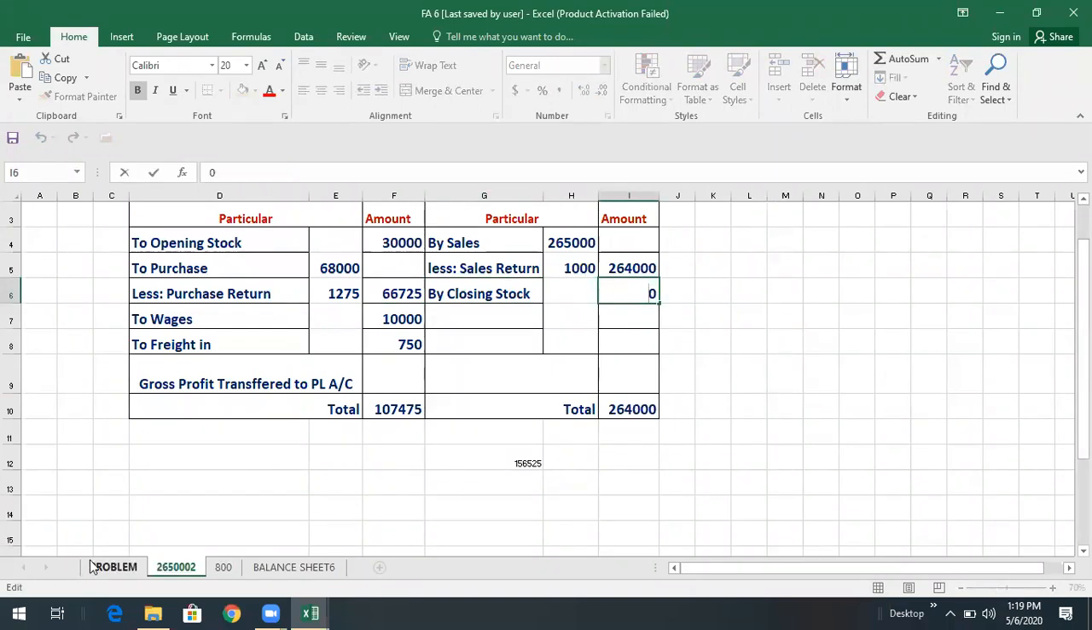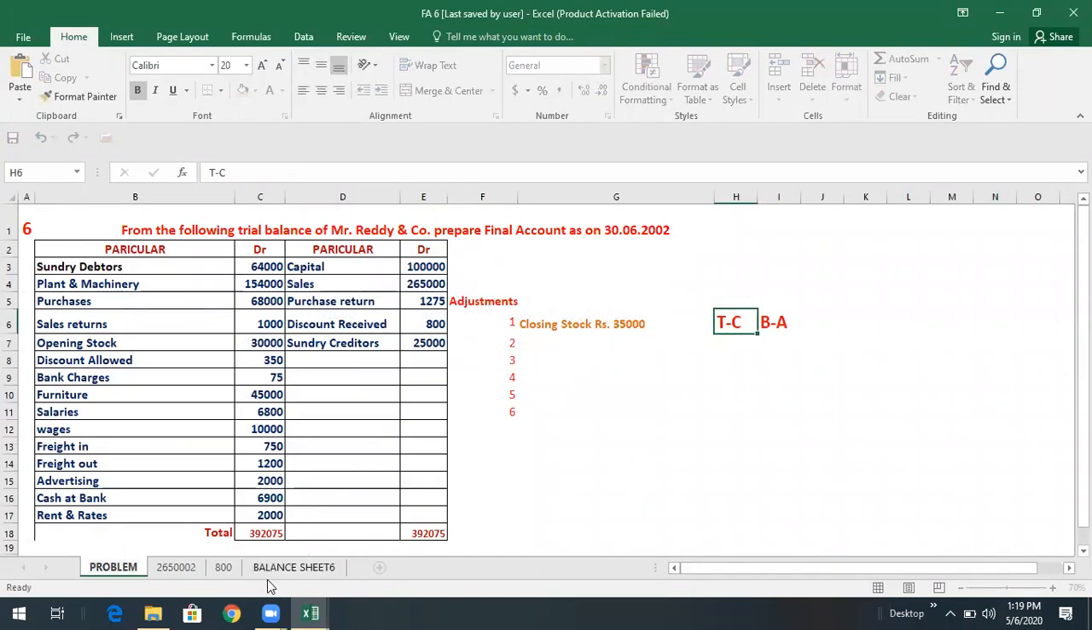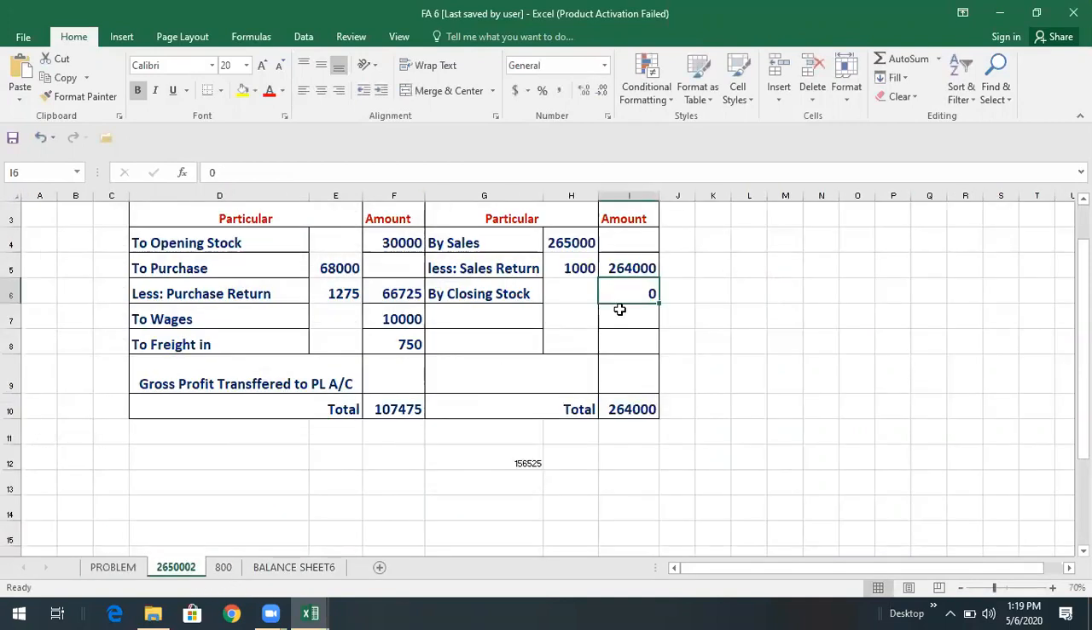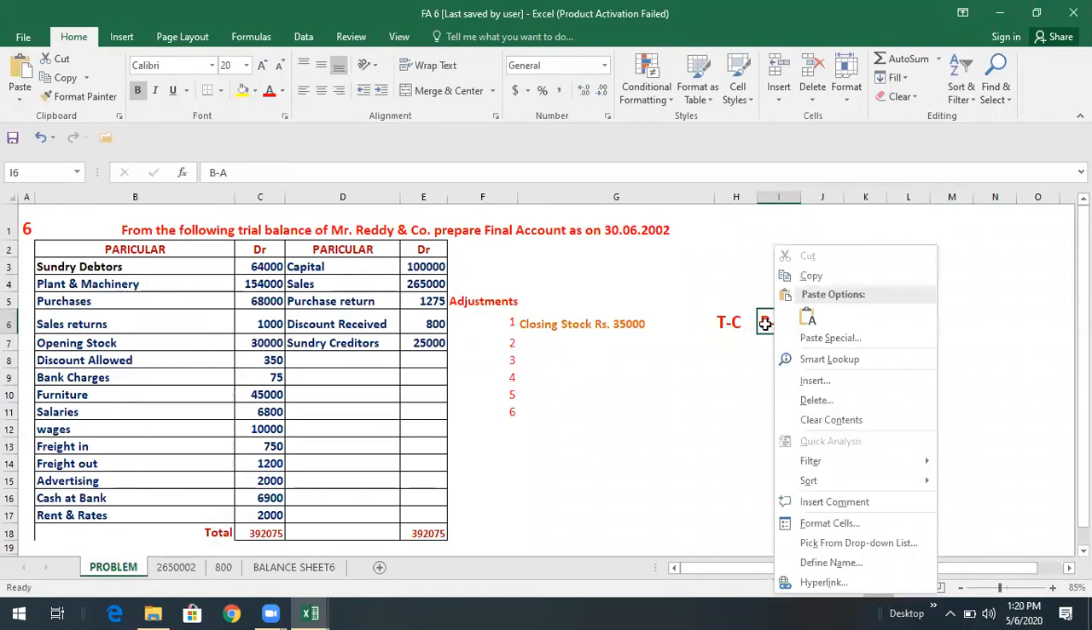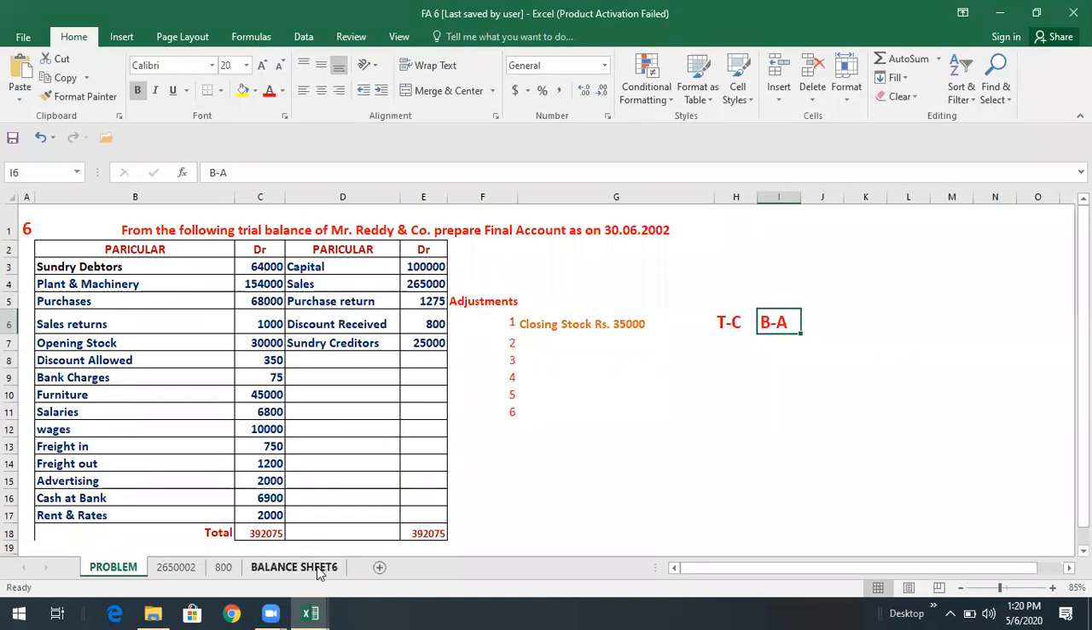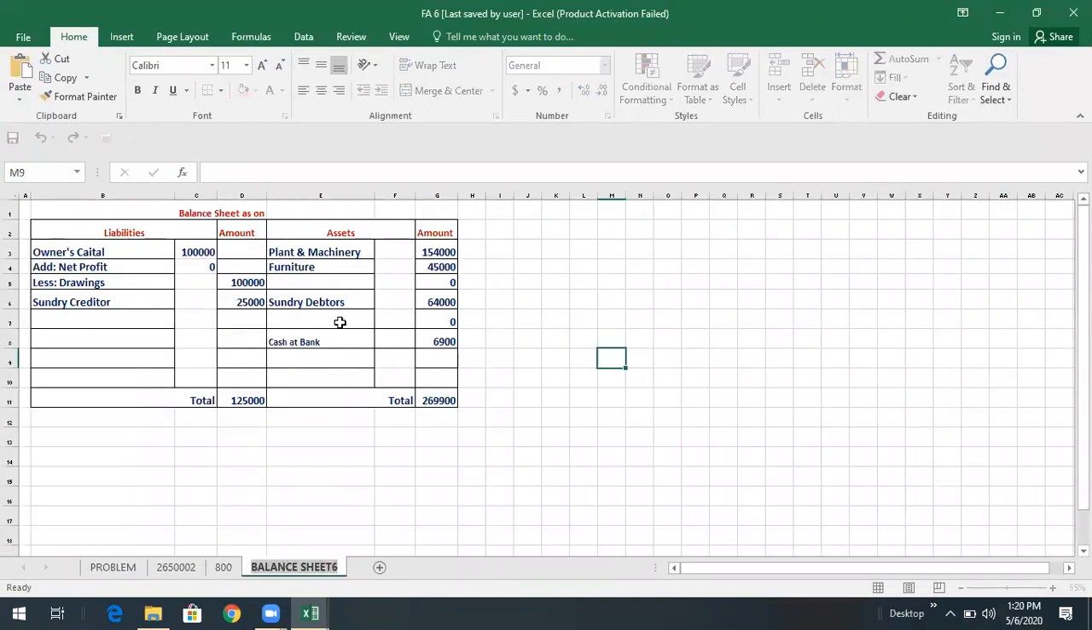What is the value of closing stock? It is 35,000 rupees, so I am entering 35,000 rupees here. I entered 35,000 rupees closing stock in the trading account credit side. Then the balance sheet asset side, I have to enter in your balance sheet, your asset side, as closing stock.